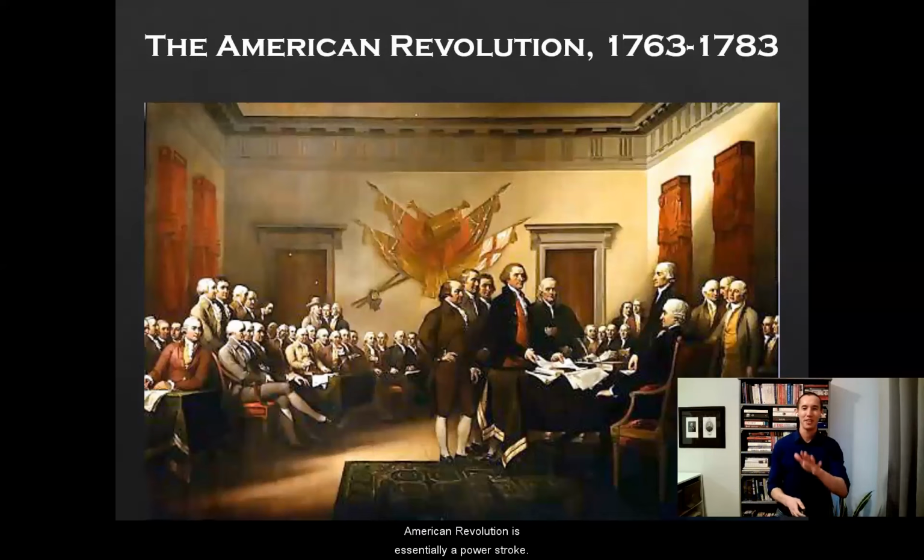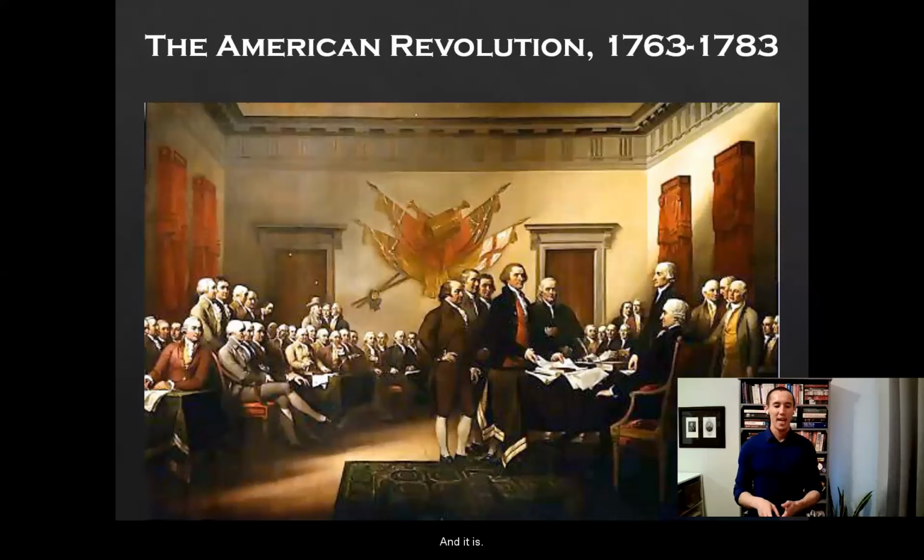The American Revolution is essentially a power struggle. Now, it doesn't mean that there aren't real issues, but I'll explain what I mean specifically. I don't ask you to know many dates in this class, but one you absolutely must know is 1763. 1763 is always said to be the beginning of the American Revolution, and the American Revolution will start because of a war.